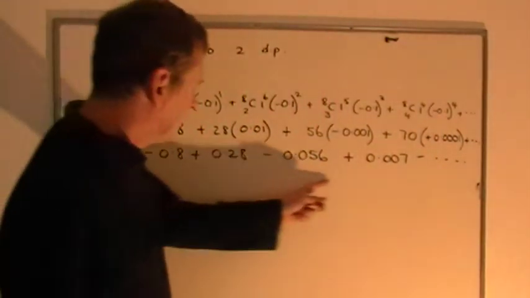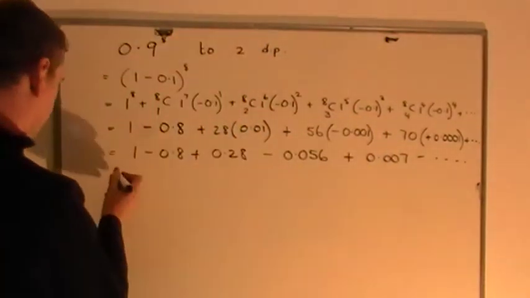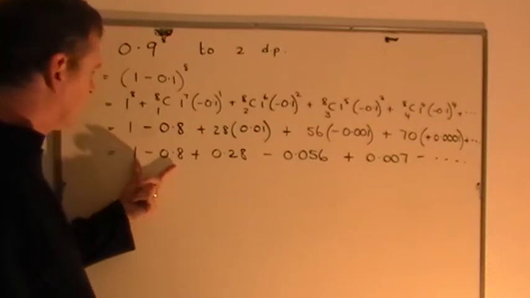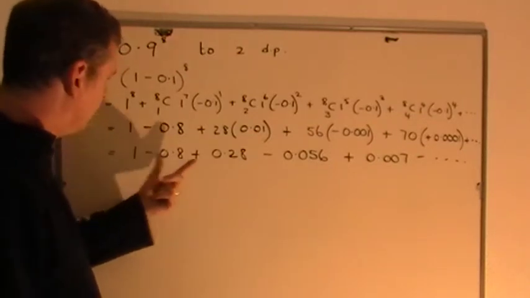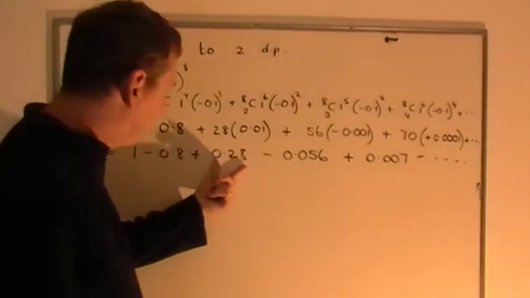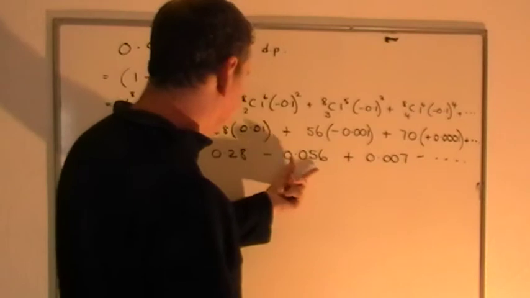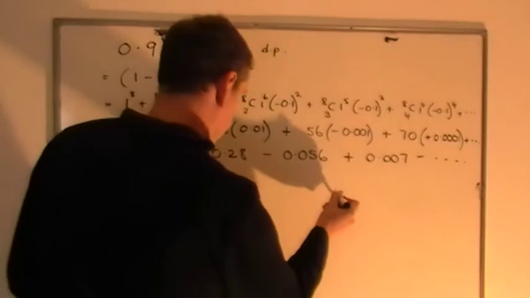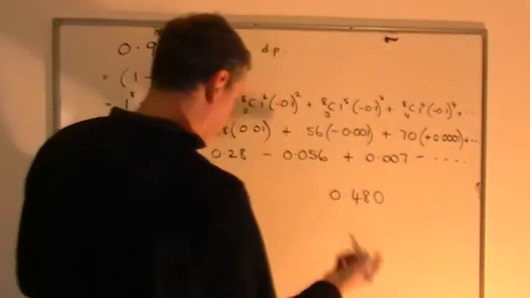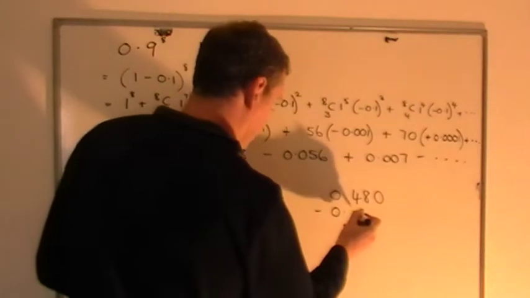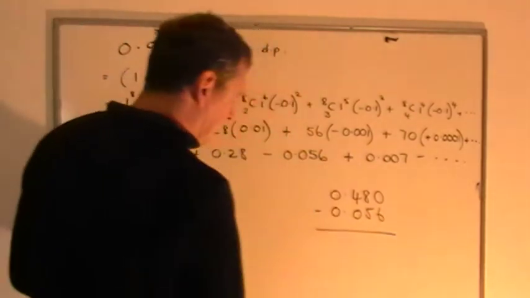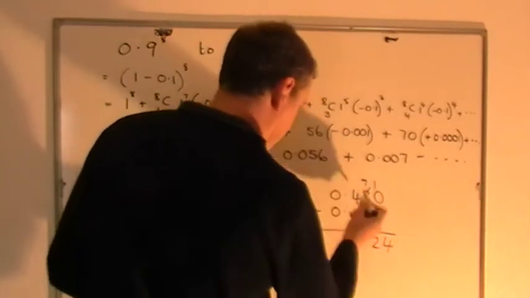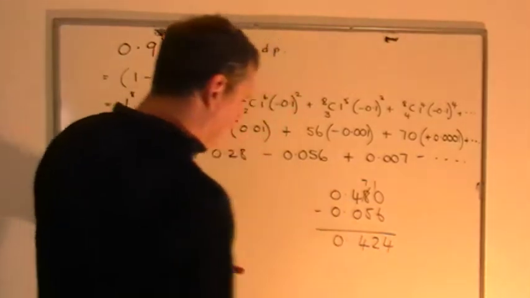So we're going to work out this calculation now. So you're going to have 1 take away 0.8. Okay, that's 0.2. 0.2 plus 0.28, that's 0.48. 0.48 take away that. Now some of you might not be happy to do that in your head. So okay, do a side sum then. 0.48, put a 0 on the end, 0.480, subtract 0.056. 0 take 6 you can't do, borrow 1, 10 take 6 is 4, 7 take 5 is 2, 4 take 0 is 4, so you're getting 0.424.